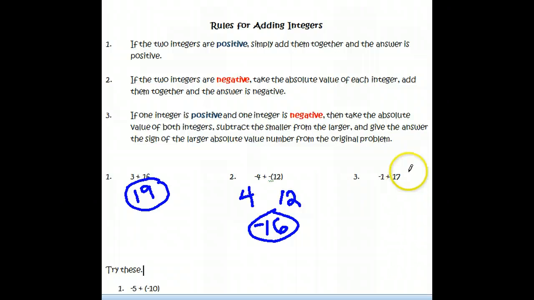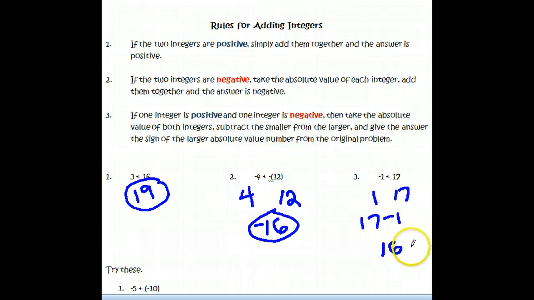So we're going to look at these two numbers. First off, I want to take the absolute value. So the absolute value of negative 1 is 1. The absolute value of 17 is 17. I'm going to subtract the smaller from the larger. So I'm going to do 17 minus 1. 1 is smaller, 17 is larger. I get 16. All right, now I have to decide the sign of this answer.